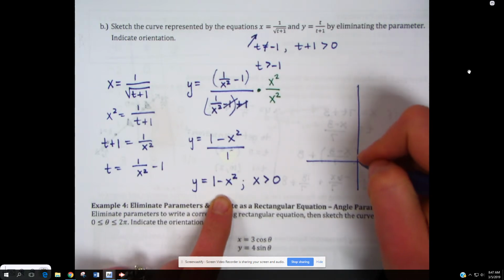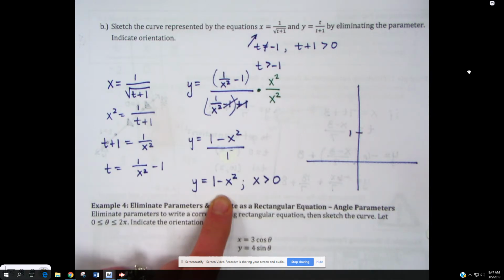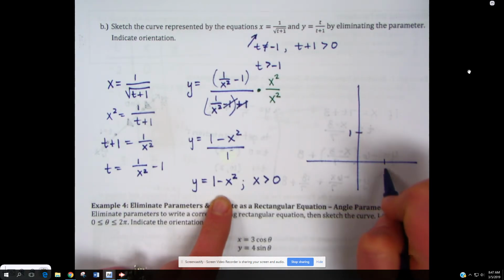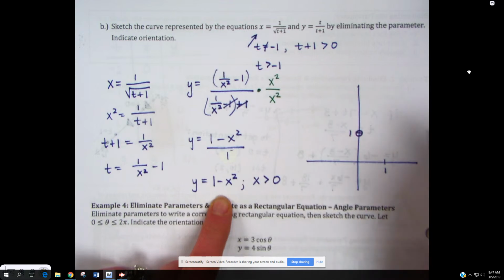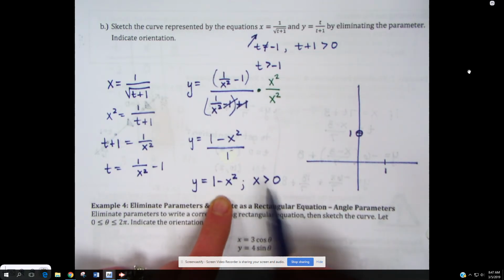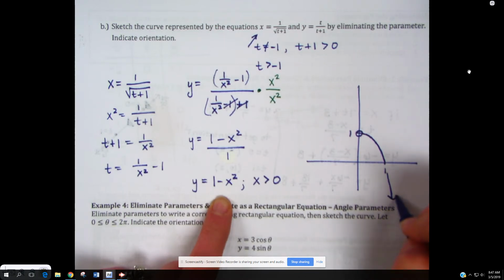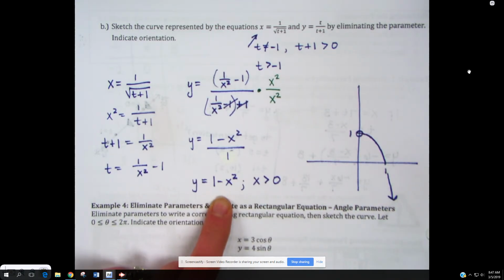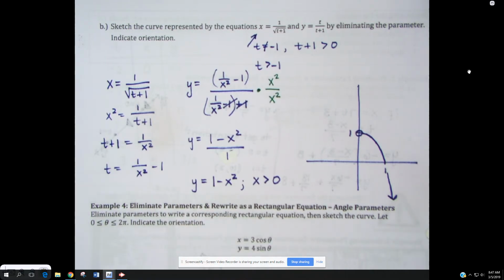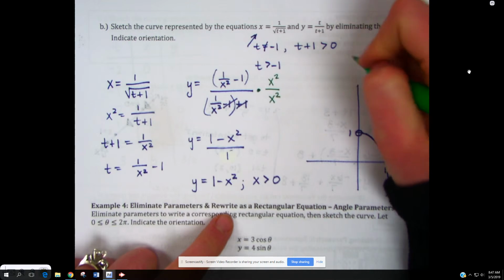So let's see, I should be up 1 unit. And I would have a 0 at 1. I need an open circle because I cannot actually equal 0. And then it would fall. I'm choosing those positive values. So it looks something like that. I still have to account for the orientation. So I would want to still go back and pick a couple of t values.